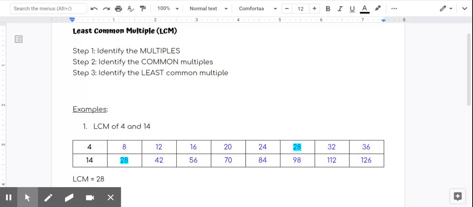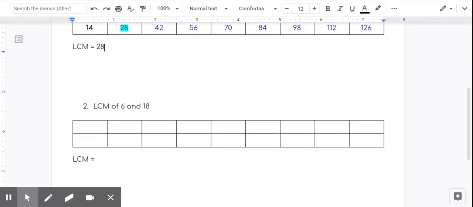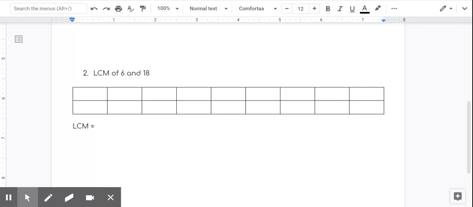Okay, so we just went through all three steps. Now we're going to do that same process with problem 2, which is 6 and 18. So we're going to look for the least common multiple of 6 and 18. So we're going to start with step 1, which is identify the multiples of 6 and 18. We're going to do this by counting up by 6 and then counting up by 18.